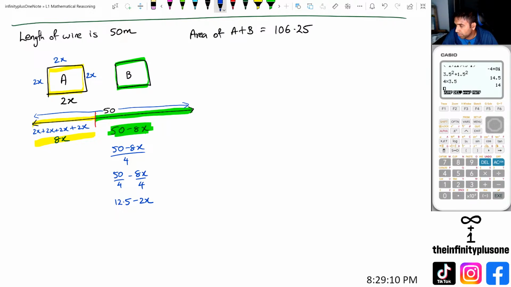Maya, let me know if you're okay with that so far. If not, I'm happy to explain it again. So basically the base is 12.5 minus 2x and the height is 12.5 minus 2x.